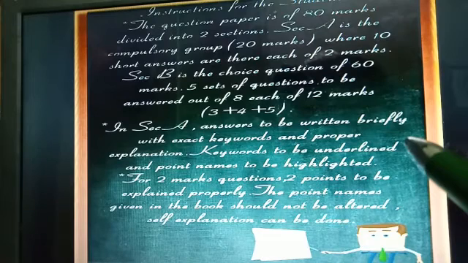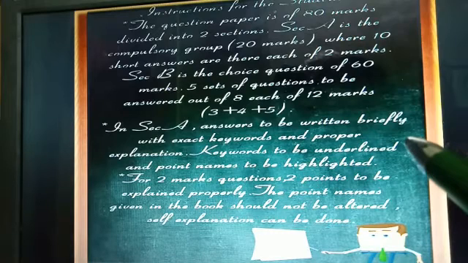Now let us talk about how to write answers, and these are very important points for everybody to understand. These points are to be followed while you are answering the questions in your exams. So in section A, answers are to be written briefly with exact keywords and proper explanation. One word answers are not acceptable. So you need to write a line or two about whatever you are writing. That is in brief.